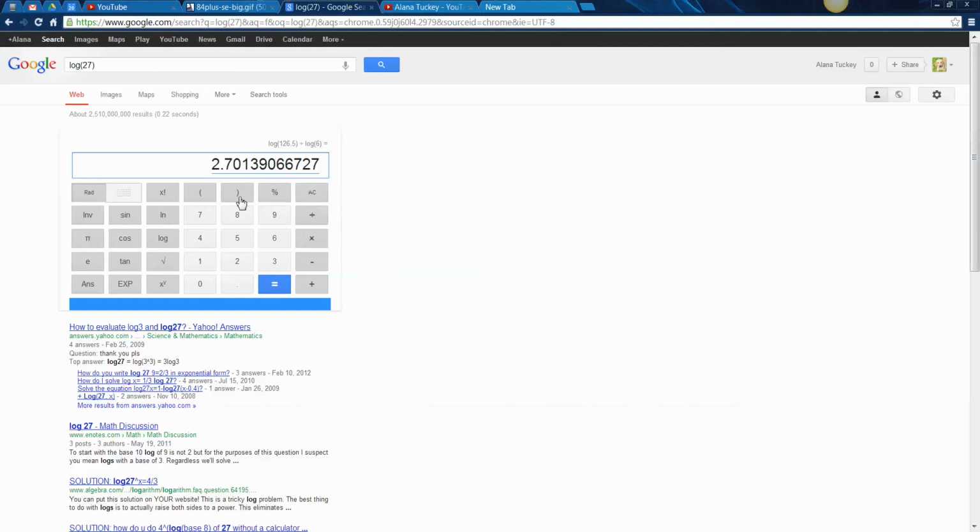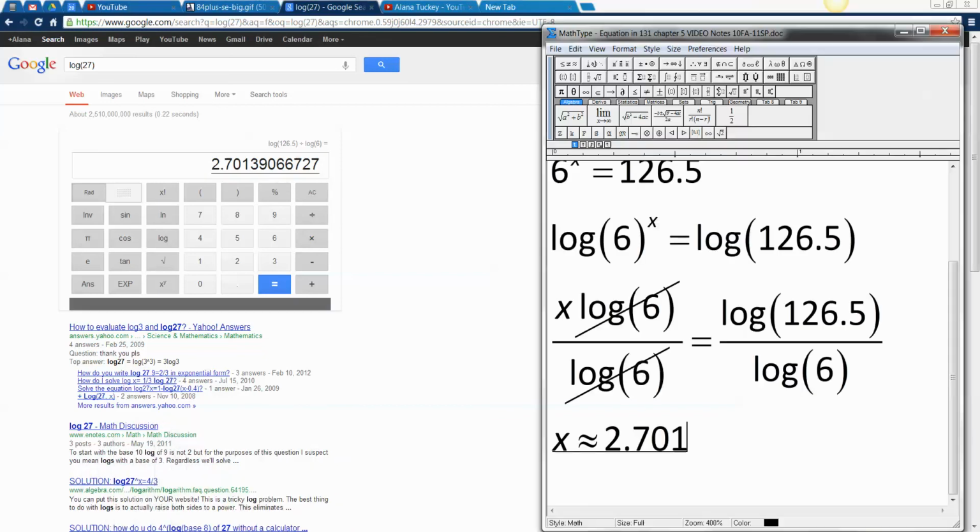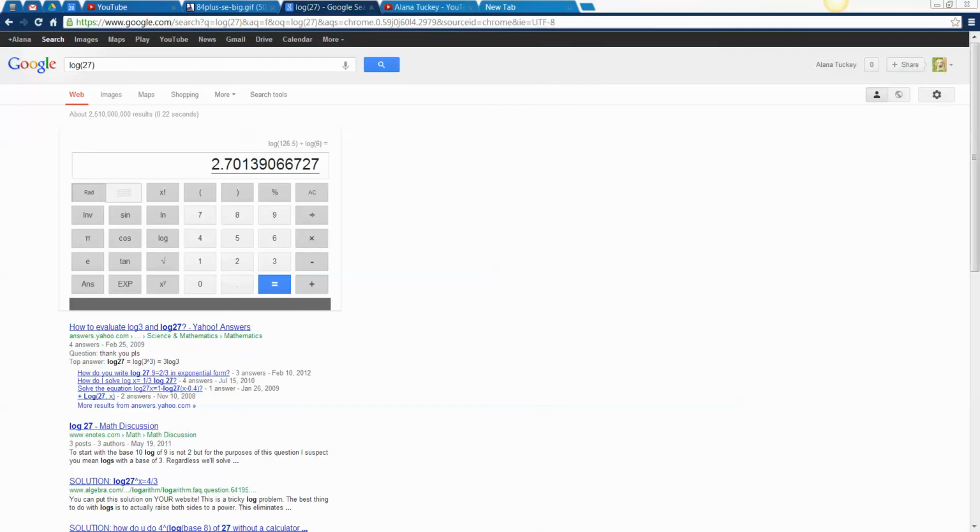Oop, poof, there it is. Again, log of 126.5 divided by the log of 6 is 2.701. And you should be able to find that with a TI calculator as well. All right, we're done with that. Now let's do it again for the next problem.